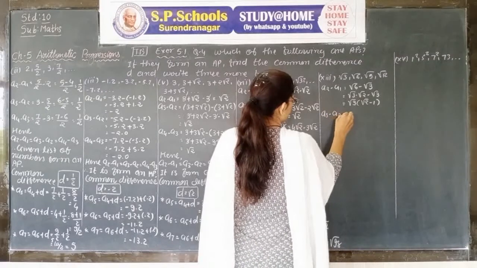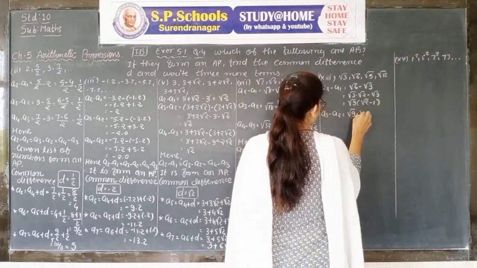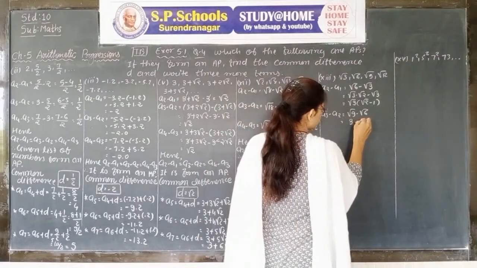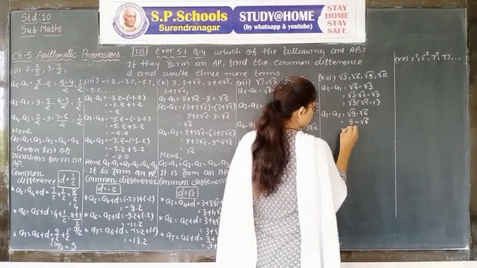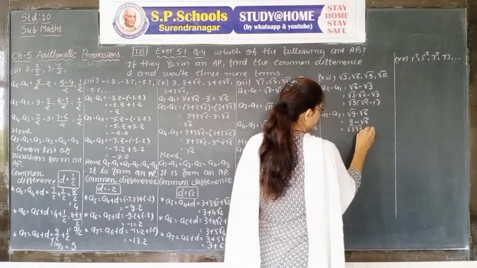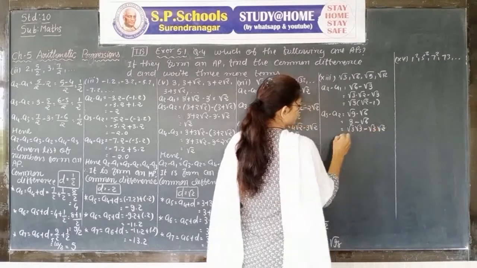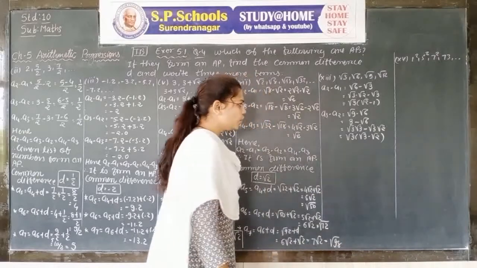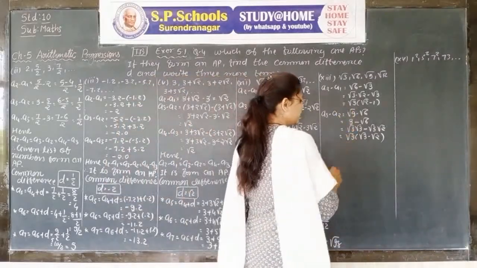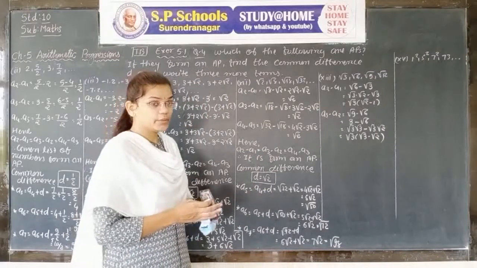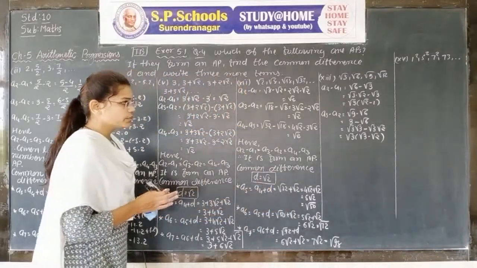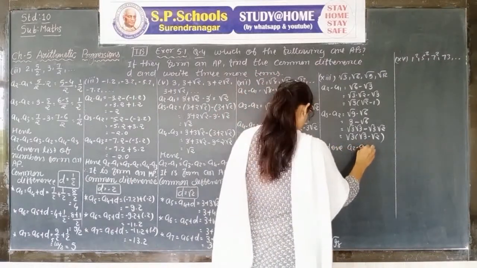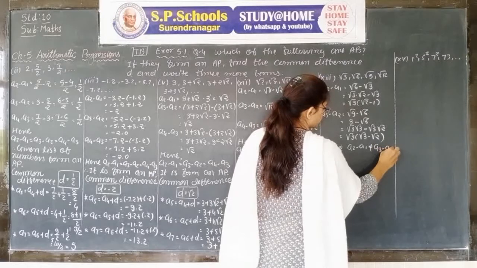a3 minus a2 is equal to root 9 minus root 6. Root 9 is 3, minus root 6 as it is. We know 3 is root 3 into root 3, and root 6 is root 3 into root 2. Again take root 3 as common, into the bracket root 3 minus root 2. See what happened here: the bracket is multiplied by root 3 but both brackets are different. That means the difference between two consecutive terms is not equal. Here a2 minus a1 does not equal a3 minus a2.